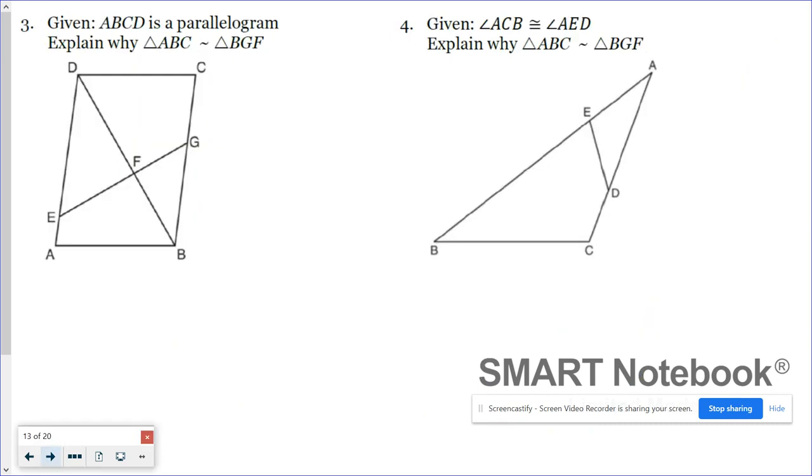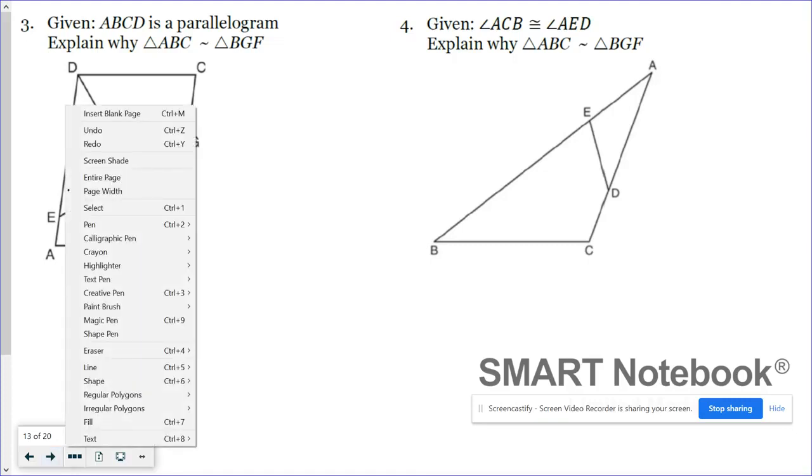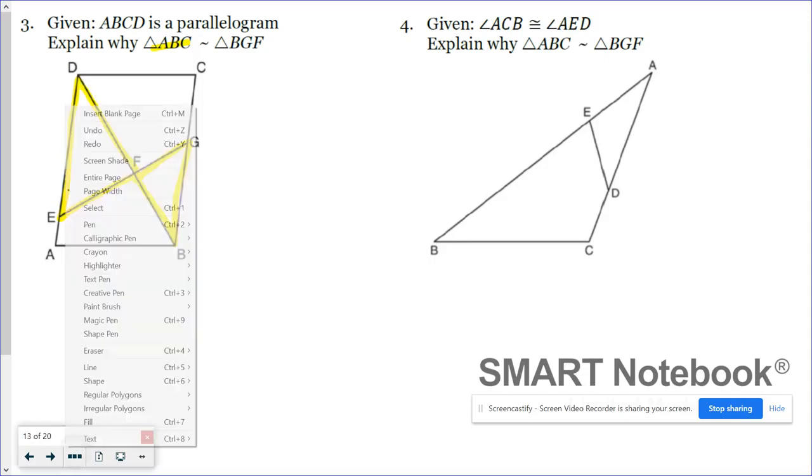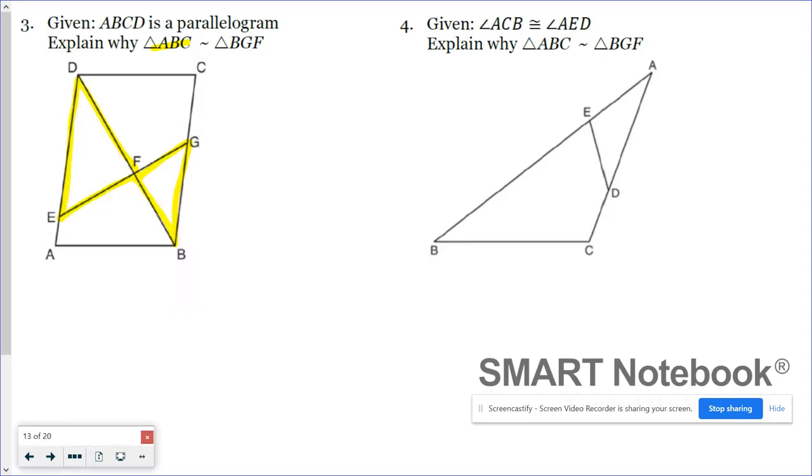So in number 3, it says that ABCD is a parallelogram. Explain why triangle ABC is similar to triangle BGF. So let me highlight these, okay? So here we have, I don't think that's supposed to be triangle ABC. I think it's supposed to be this one here because ABC isn't a triangle. So I bet that's a typo, and I bet we're supposed to be looking at these two, okay?